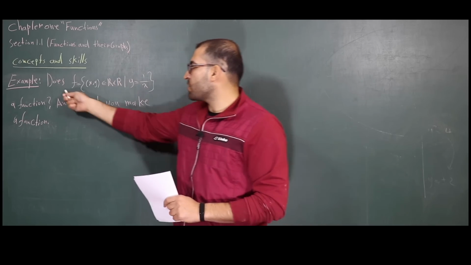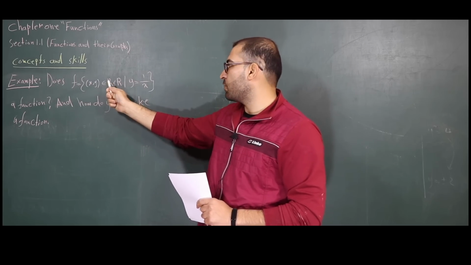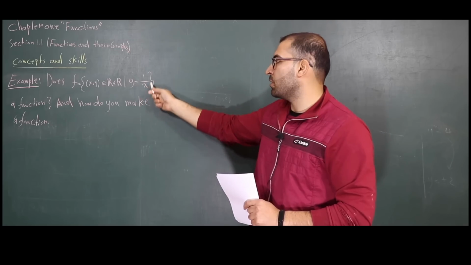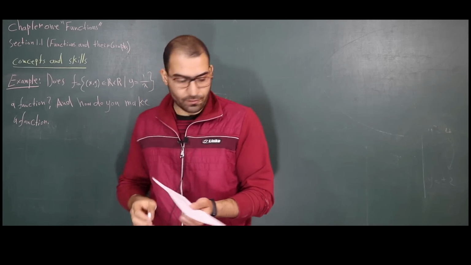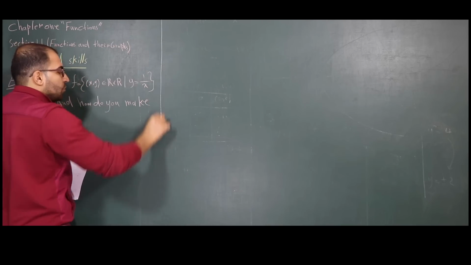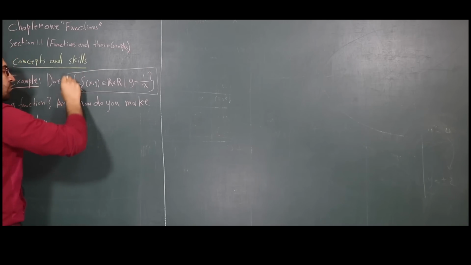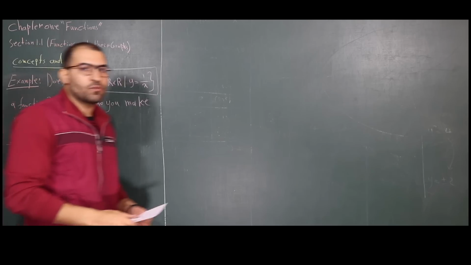In this example, is f equal to all the ordered pairs x and y belonging to the Cartesian product R multiplied by R such that y equals 1 divided by x a function? And how do you make it a function? Actually, we need to learn something. The logical representation for a function will be in that shape. But mostly in our books and in our study, we don't write it that way. We write it that way: y equals 1 divided by x. This is a function, this is not a function, and now we're going to know why.